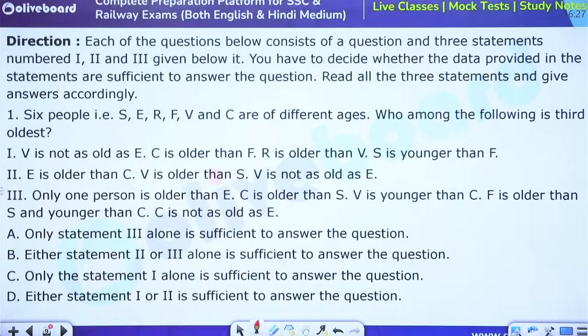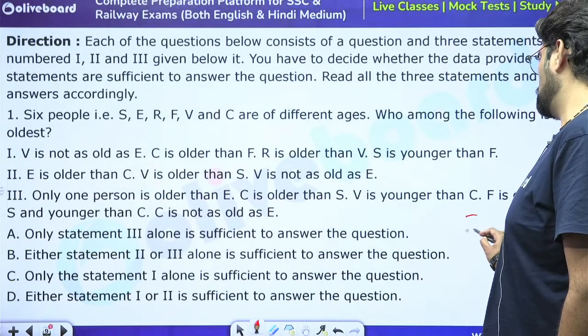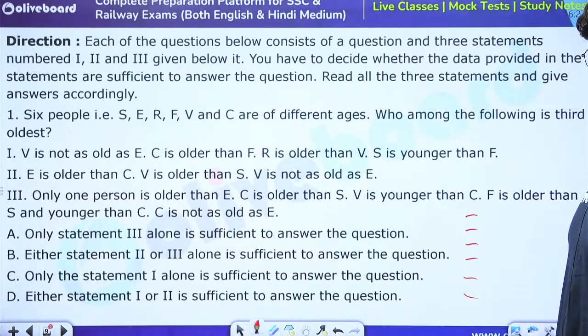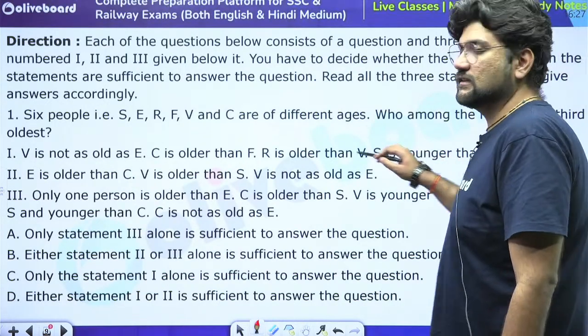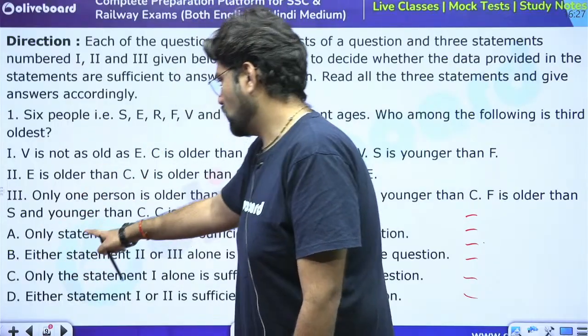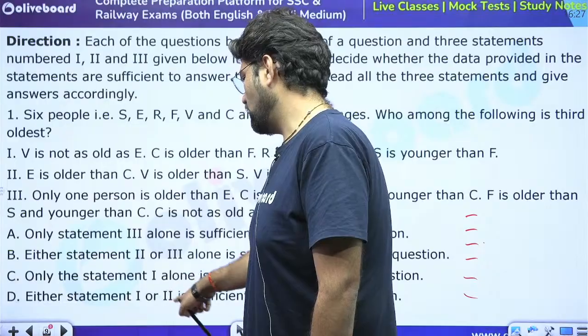Okay. Who among the following is third oldest? So if I have 6 people who are of different ages, 1, 2, 3, 4, 5, 6, that's how they will be arranged as per the ages. I need to know who is the third oldest here. Now, before you start solving, this is the 3 statement based data sufficiency. Before you start solving, observe the options: only statement 3 alone, 2 or 3 alone, 1 alone and 1 or 2 alone.